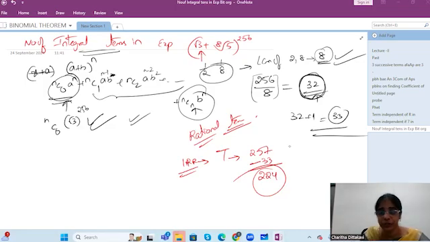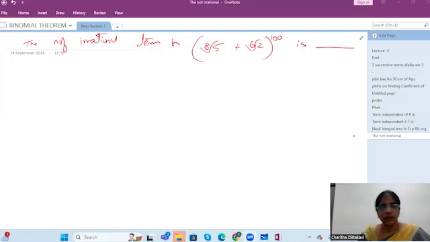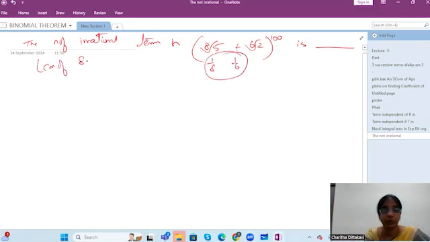Understood? Another question of the same type is what we'll be doing. The number of irrational terms in (5 to the power 1/8 plus 2 to the power 1/6) whole to the power 100. So now think about the 8th root and the 6th root. This is 1 by 8 and this is 1 by 6. So the LCM of 8 and 6 is 24.